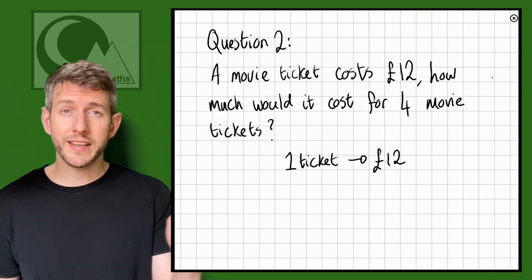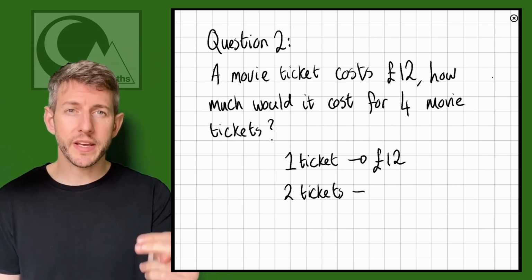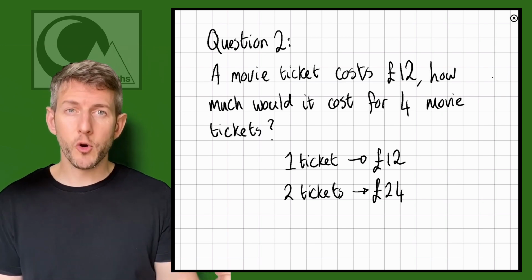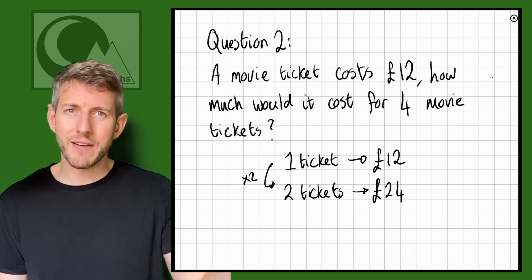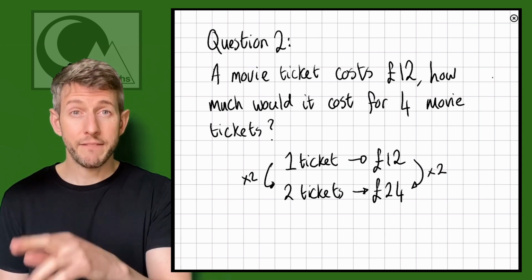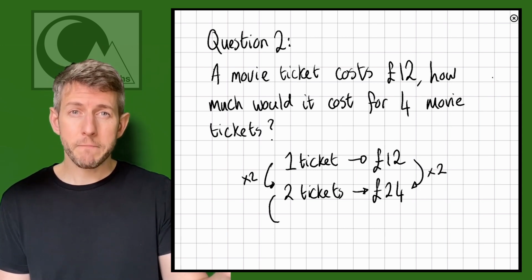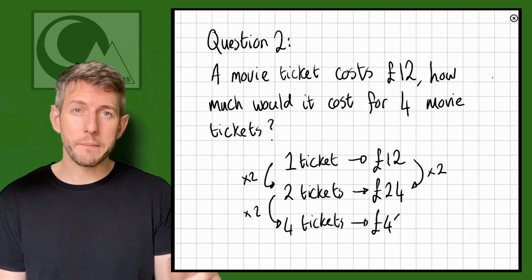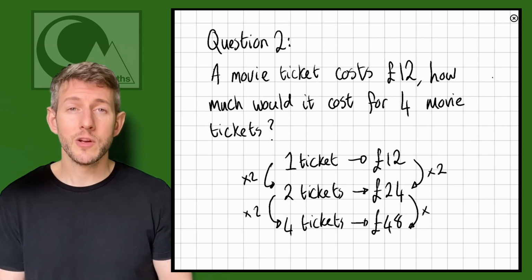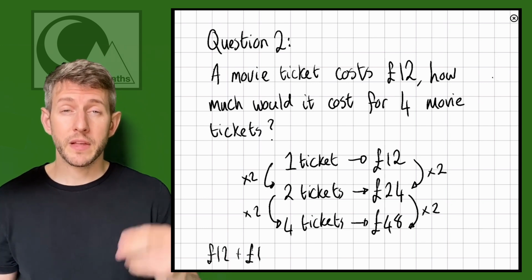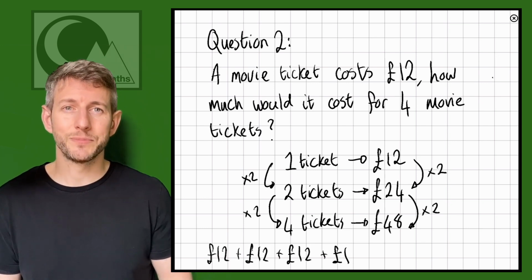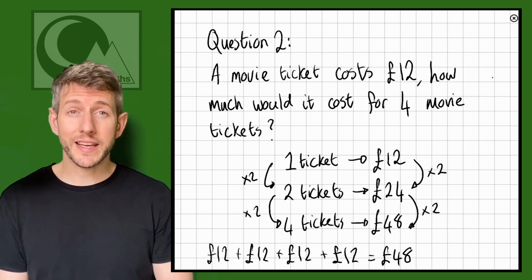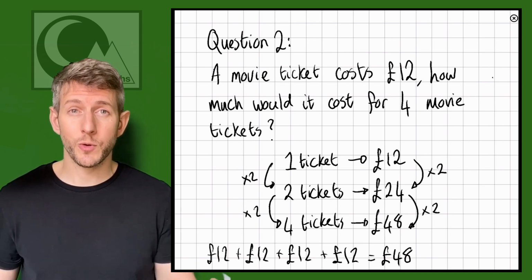So if one ticket is £12, 2 tickets will be £24 because each person's having to pay £12. If 2 tickets is £24, then that means that 4 tickets will cost £48 because we're just doubling again. So 2 lots of 2 is 4, 2 lots of 24 is 48. So there we have it. 1 ticket costs £12, 4 tickets cost £48.